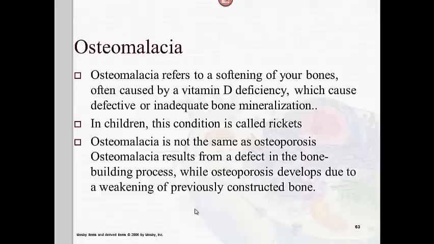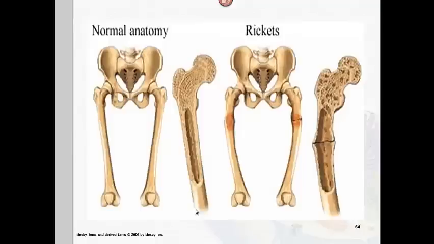Patients with osteomalacia are very fragile because they have softening of bones caused by vitamin D deficiency, which causes defective or inadequate bone mineralization. In children, it's called rickets. It's the same exact disease, but it's not the same as osteoporosis. This is the normal anatomy, and this is the anatomy of rickets.